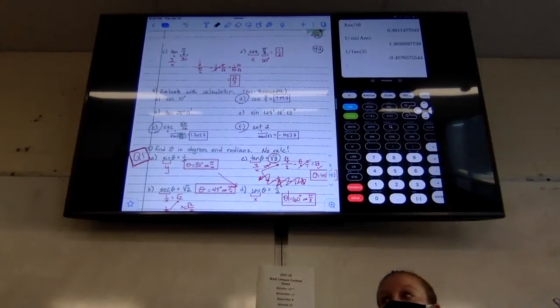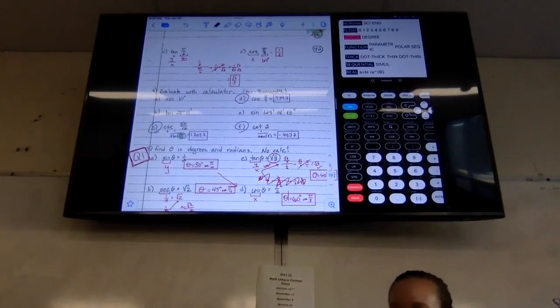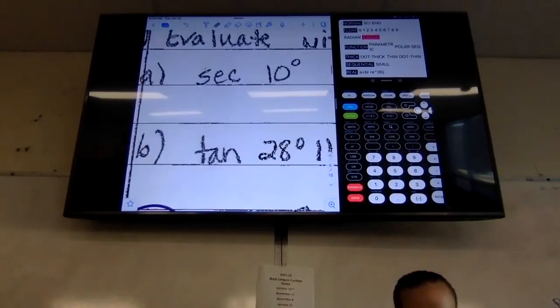Let's switch our mode. Let's go to degrees. So go back to mode, and we are currently clicked on radians. I want to click over to degrees, and I want that to be the word that's highlighted in that line. So we are now in degrees, and I think the easiest one to do is secant of 10 degrees.